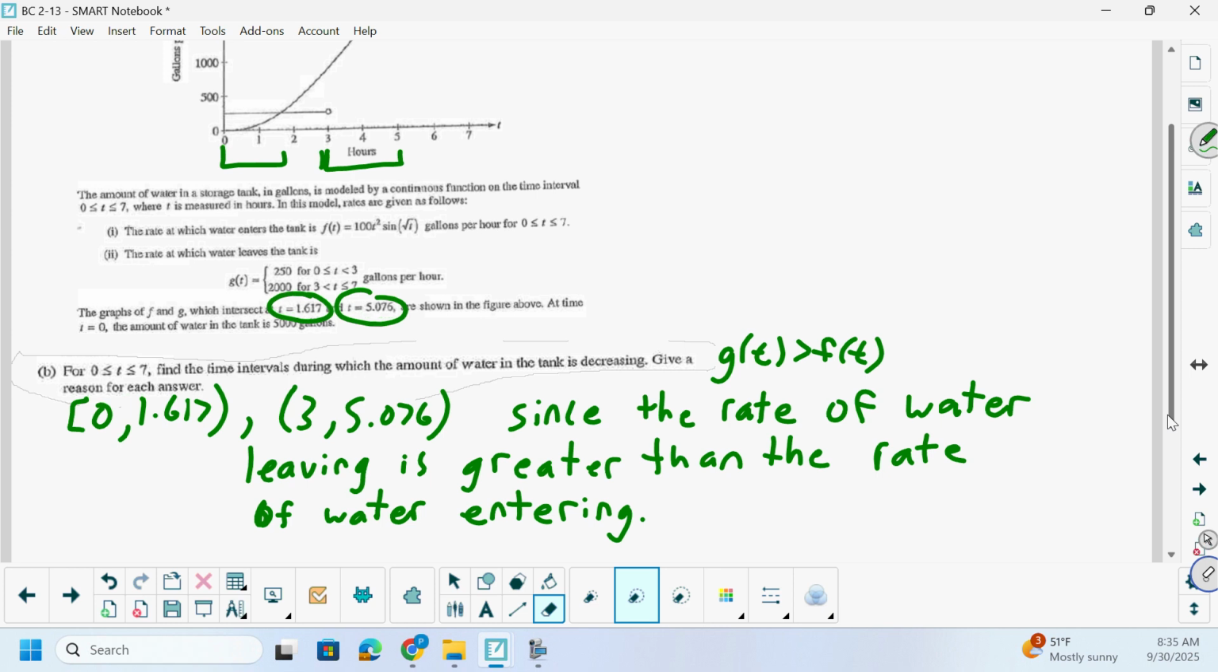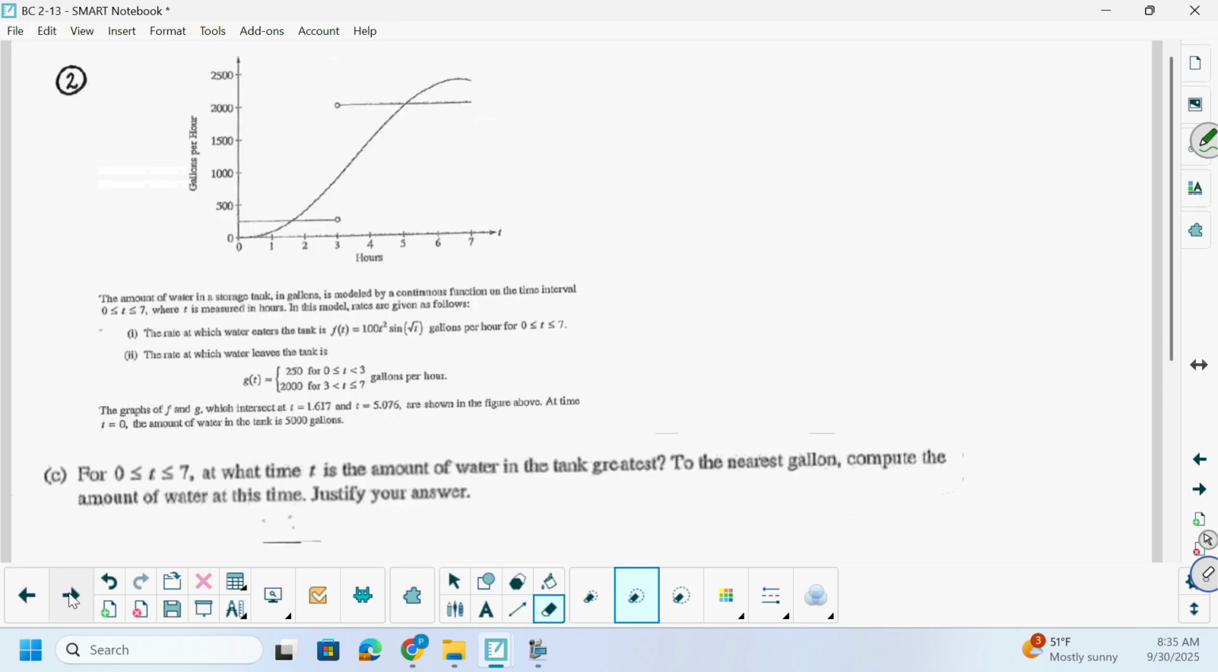Now, I chose to write that in sentences. You could have also said simply since g of t is greater than f of t, because those have already been defined as the entering and leaving functions earlier in the problem. All right, take a moment and read through part C.